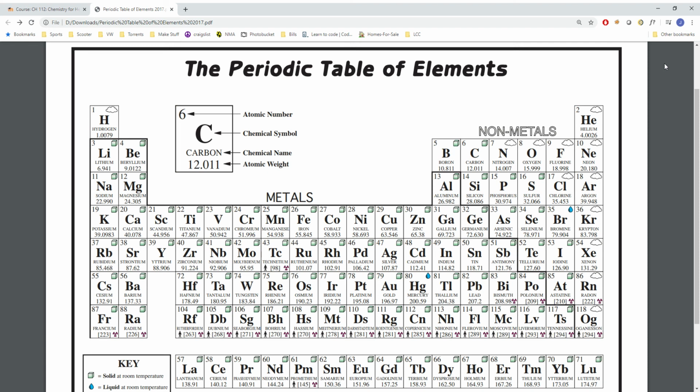So, like I said, if you can print this, great. If not, that's cool. You can just keep a digital copy. If you have something with a touch screen, you can make notes on it or whatever. That's fine. All right. So on to more information about the periodic table.